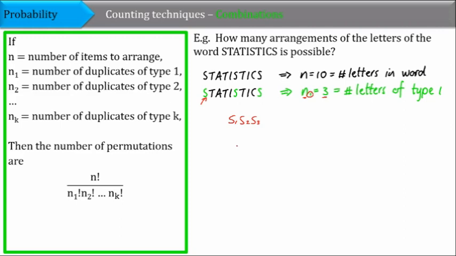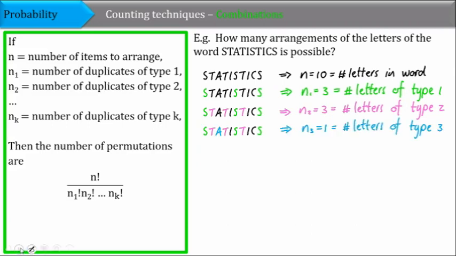Now the question is, in how many ways can I arrange these 3 S's? Well, that'll be 3 factorial, because for the first position I will have 3 S's to choose from. Once I've made my selection, let's say I chose that one, then I have 2 to choose from for the next, and let's say I chose that one, and then there's only 1 left for the last position. And so it's 3 factorial ways in which I can arrange those 3 S's.